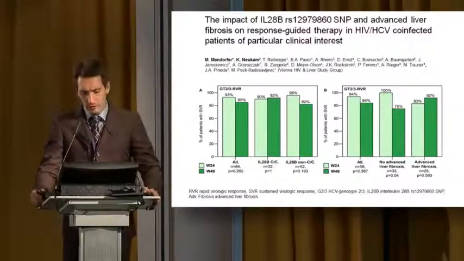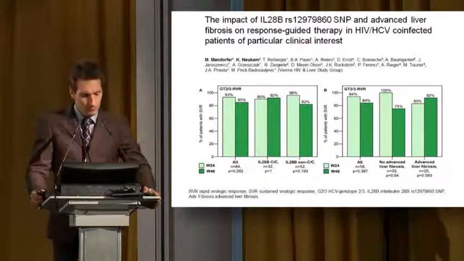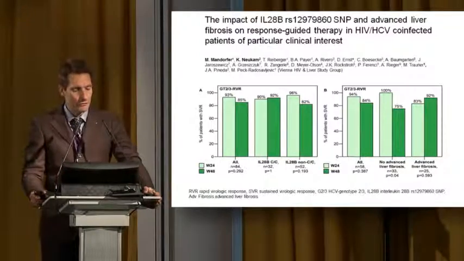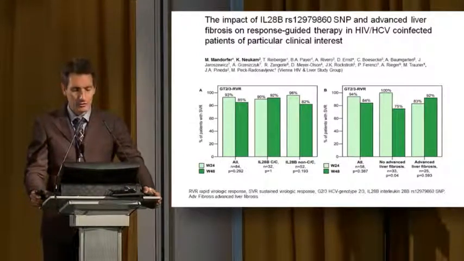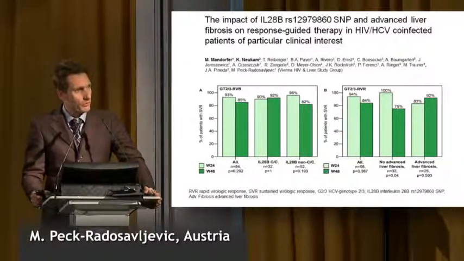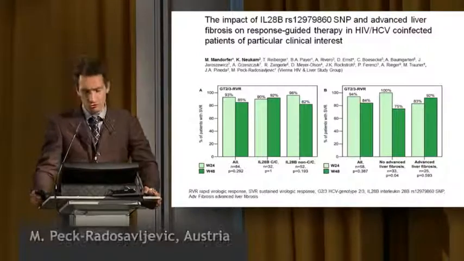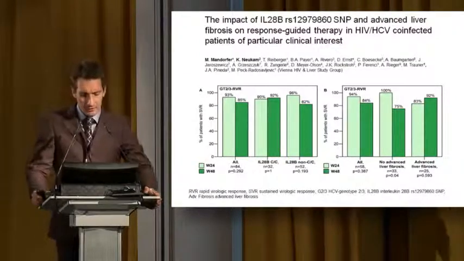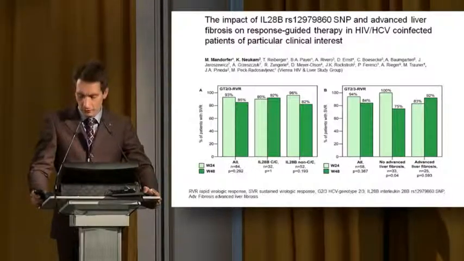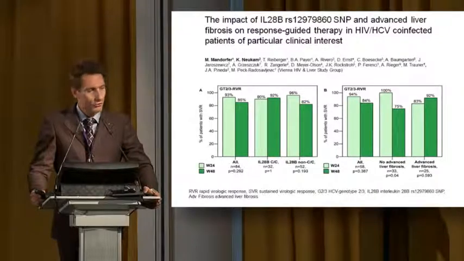Now, our group, together with a group from Spain, actually from Professor Pineda, looked at the impact of IL-28B SNP and the impact of advanced liver fibrosis on response-guided therapy in HIV/HCV co-infected patients. And what we found is that in genotype 2-3 patients, neither IL-28B nor advanced fibrosis really has an important impact, meaning that in those patients, response-guided therapy does not have to be tailored according to the IL-28B or according to advanced fibrosis, because those patients are doing quite well.